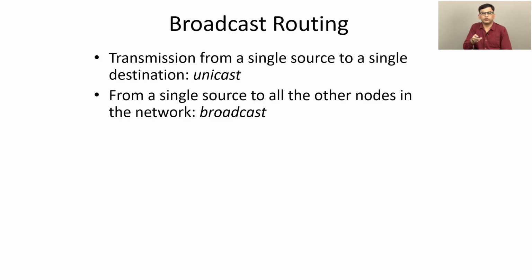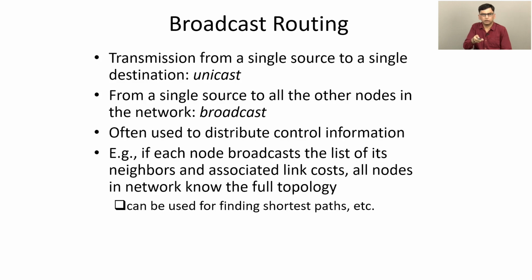So far we discussed what is known as unicast routing, which is transmission from a single source to a single destination. Sometimes we require transmission from a single source to all the other nodes in the network. This is known as a broadcast transmission. It is often used to distribute control information.